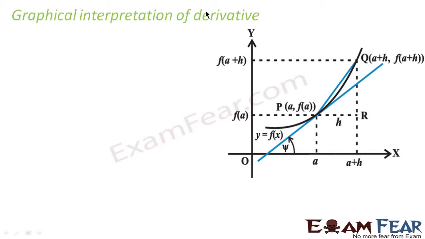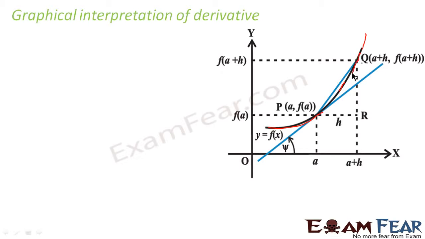Let's understand the meaning of derivative graphically. We have done this, again we'll do this just to make the concept clear. Let's suppose this is a graph, y is equal to f(x). Extend it further. It's the graph, the red one. This is the graph for this function y is equal to f(x).